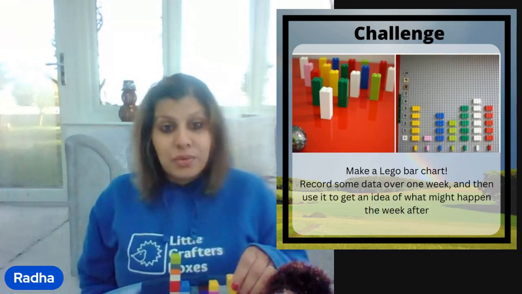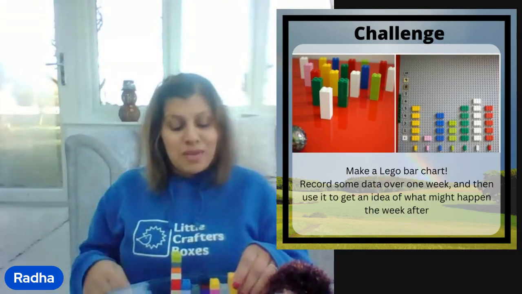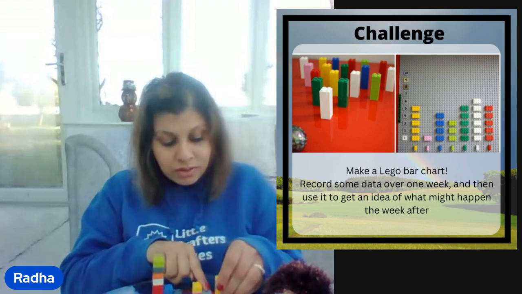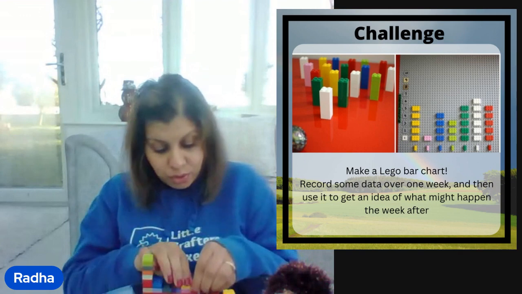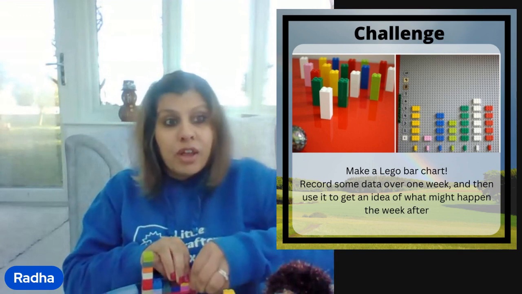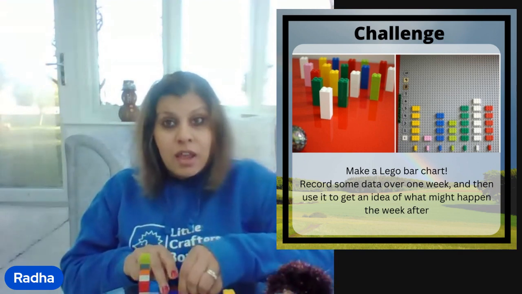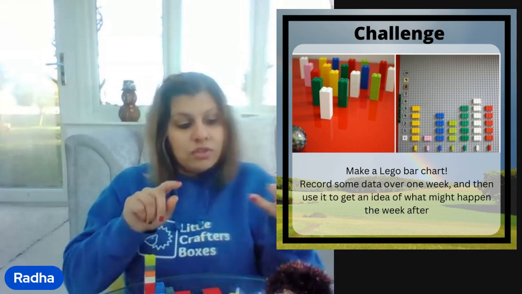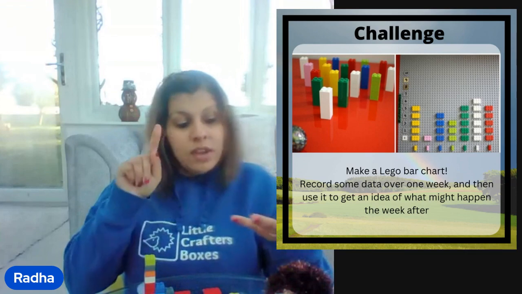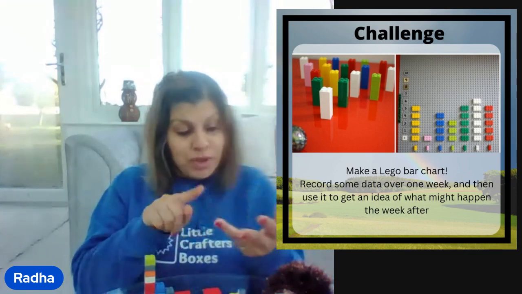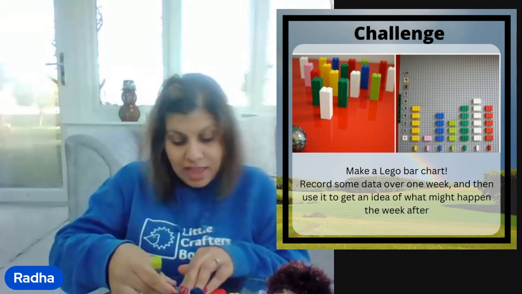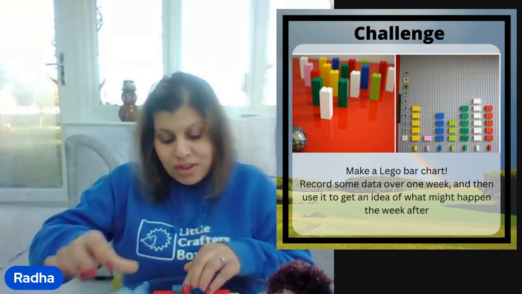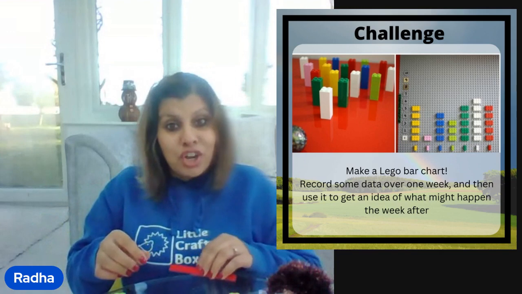Here's another challenge. Okay, this one's going to take you a bit longer. You won't be able to do this in one day, but I've got one here, look. But you could use Lego. So I want you to think of something that you want to record. So it might be the temperature, it might be the wind. So, if you do something like the wind, you could have 3 scales. So one could be no wind, 2 could be a little bit of wind, and 3 could be lots of wind, okay? And every day, I want you to use your Lego to make a bar chart, okay?